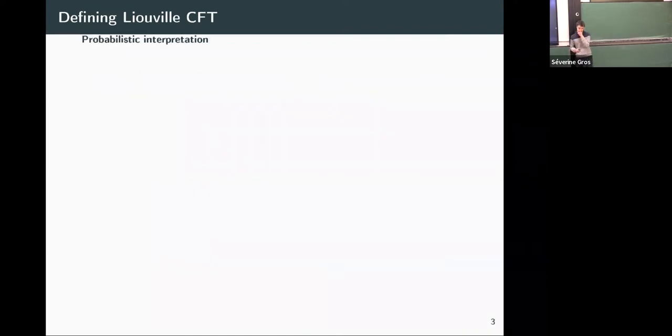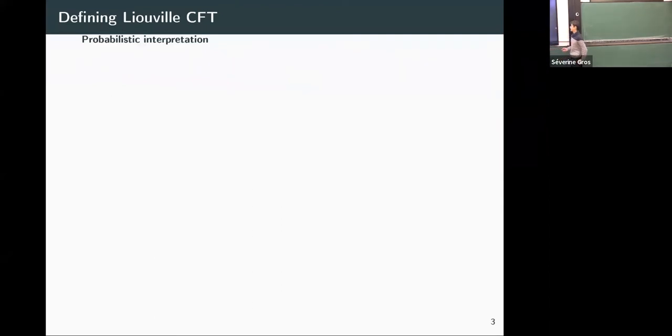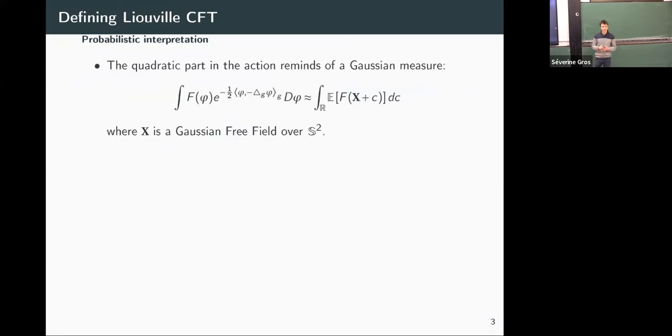If you recall a bit of probability, you see that in this action, you have a quadratic part. This quadratic part is reminiscent of a Gaussian integral. If you remember, to define a Gaussian random variable, you basically have e to the minus x squared over 2. For a Gaussian vector, it's the scalar product of x with the inverse covariance matrix applied to x. So here you can think of this measure as a Gaussian measure. Actually, this is the way we interpret the first part of this path integral using probability.